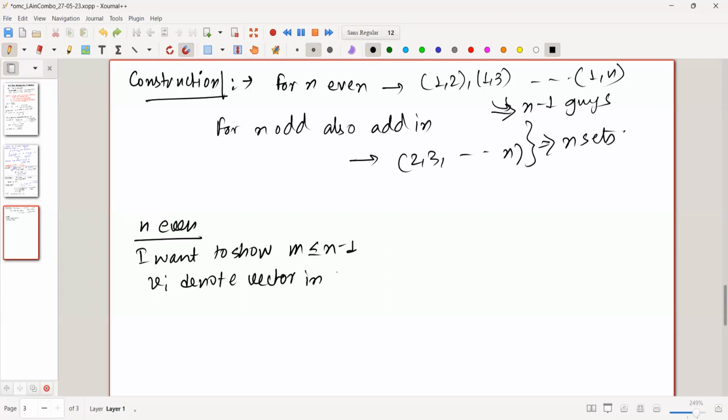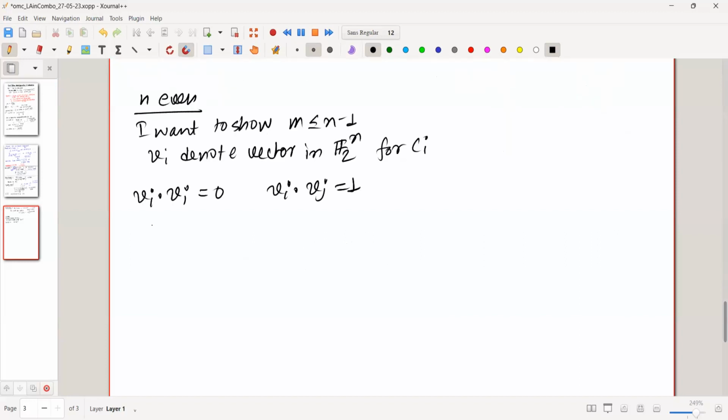So what can we do? What are the dot product conditions in this case? v_i dot v_i is 0, and v_i dot v_j is 1 for i not equal to j. Right, that is correct. So again, linear independence seems easy. It turns out it's easy to show that they're linearly independent.